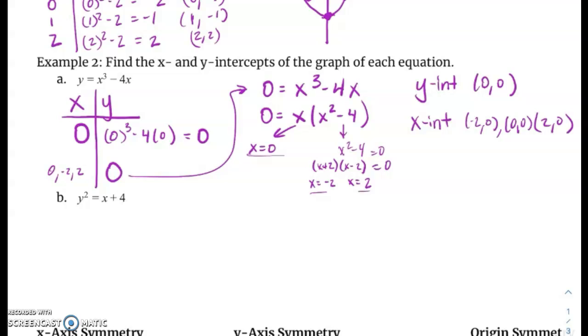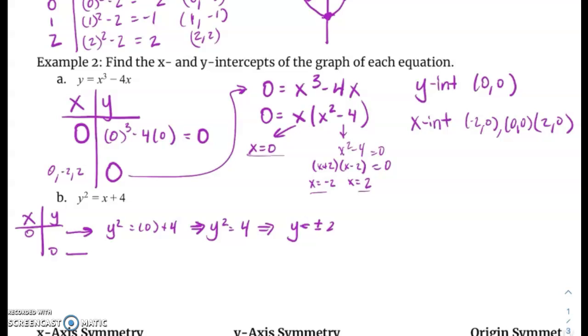So now if you want to pause the video and see if you can do it on your own, try part B on your own. And if you need help, let's do it together. So we're going to plug in 0 for x to find the y and 0 for y to find the x. So if I plug in 0 for the x, I get y squared equals 4. And I'm going to take the square root of both sides. So I'm going to get y equals plus or minus 2.